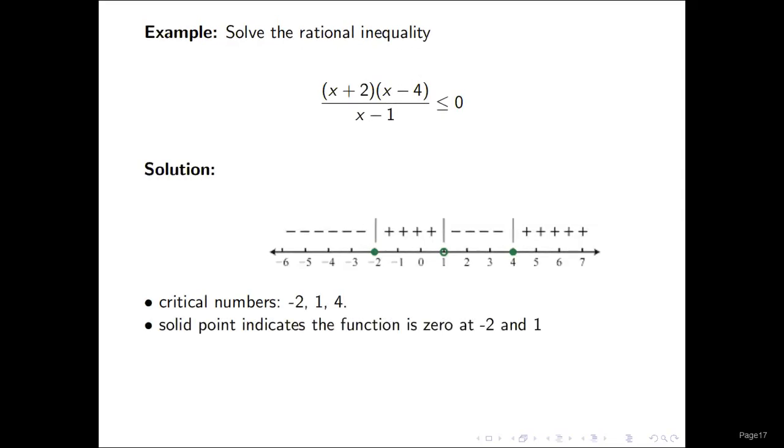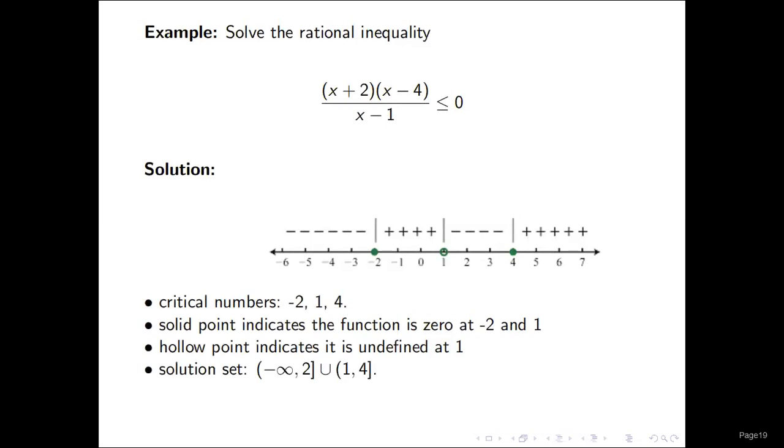So again, solid point indicates the function is 0 at -2 and 1. Hollow point indicates it is undefined at 1. Now, why is the solution set -infinity to -2, closed at -2, union 1 to 4, open at 1, closed at 4?